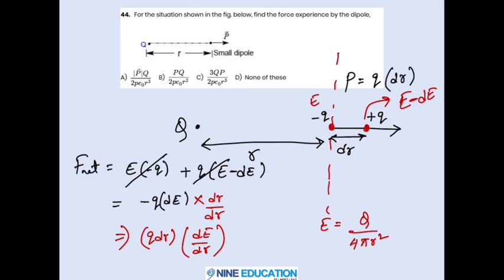Correct. Now, so that is equal to P into dE by dr. What is dE by dr? E is this. So differentiate it. You'll get dE by dr is equal to q by 4 pi, 1 by r square differentiation. That is minus 2 by r cube. So if you substitute that here, let us retain the minus also.